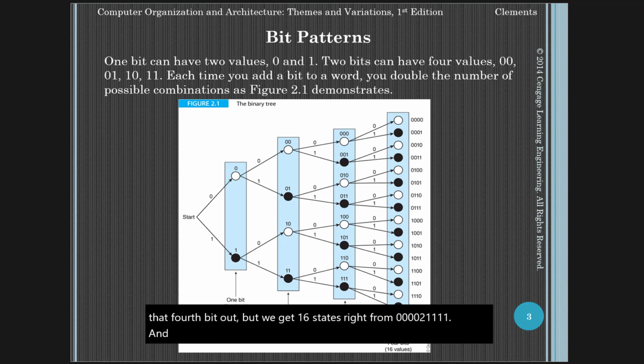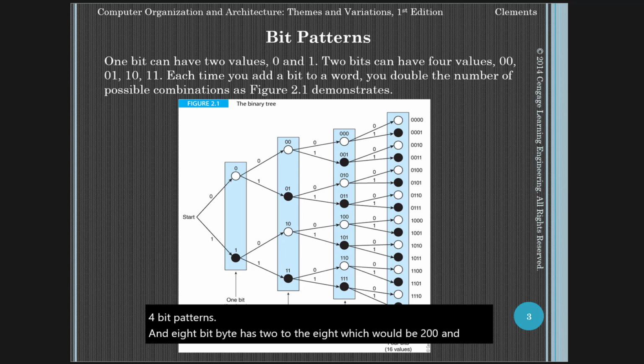And each time a bit is appended to the number, the total number of paths doubles, right? Visually, logically, we can see this. 4 bits give 16 paths, 5 bits give 32 paths, etc. So an n-bit word provides 2 to the n different paths for bit patterns. An 8-bit byte has 2 to the 8, which would be 256 possible values.